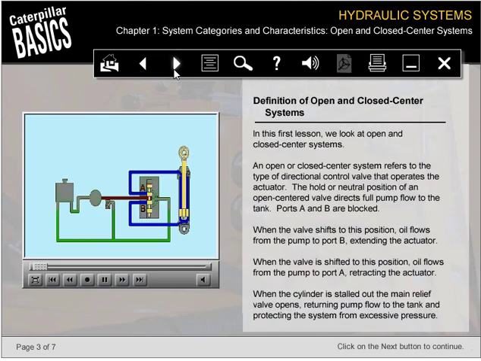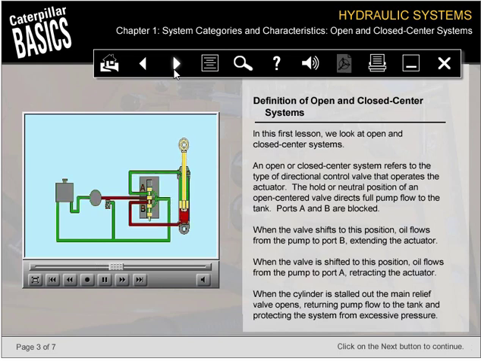In this first lesson, we look at open and closed center systems. An open or closed center system refers to the type of directional control valve that operates the actuator. The hold or neutral position of an open-centered valve directs full pump flow to the tank. Ports A and B are blocked.